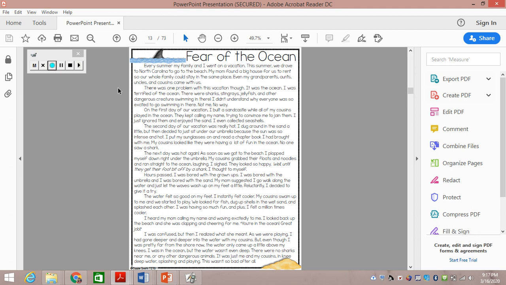Paragraph 2. There was one problem with this vacation, though. It was the ocean. I was terrified of the ocean. There were sharks, stingrays, jellyfish, and other dangerous creatures swimming in there. I didn't understand why everyone was so excited to go swimming in there. Not me, no way.